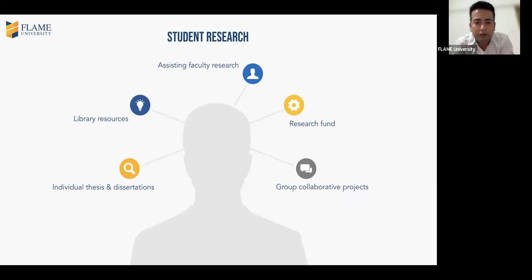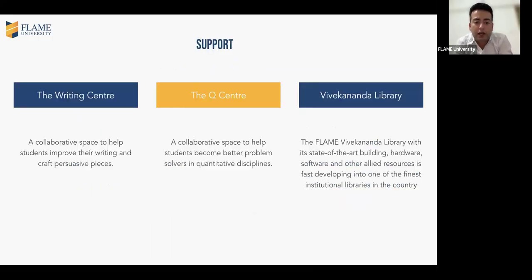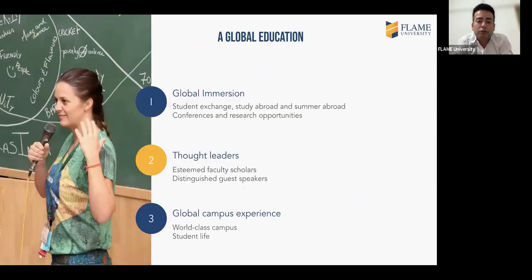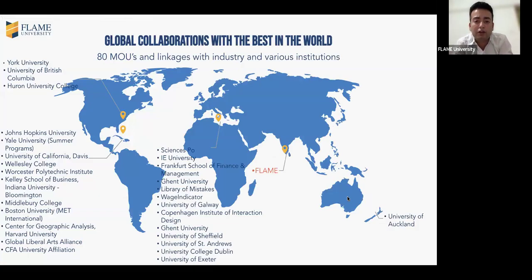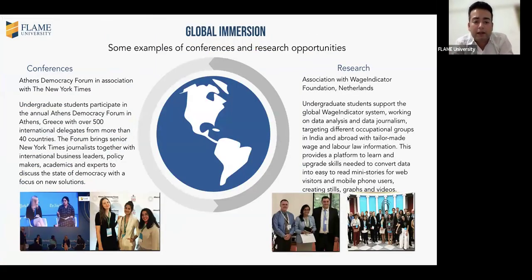As the Professor has already covered, we have a lot of research opportunities for the students. There are a few supports during your academic journey, such as help with writing, the Q Center, and the Vivekananda Library, a huge library with around 55,000 plus books you can access. We believe in global education. We have 80 plus MOUs signed with different universities for global conferences and research, and our students travel all over the world to be part of such high-level conferences.